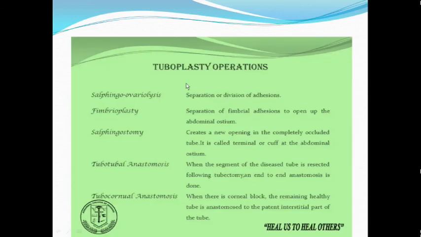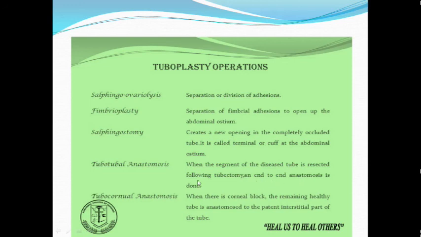The different tuboplasty operations are: salpingo-ovariolysis, separation and division of adhesions; fimbrioplasty, separation of fimbrial adhesions and opening of the ostium; salpingostomy, creating a new opening in a completely occluded tube, called a terminal or cuff at the abdominal ostium; and tubal anastomosis, when the segment of diseased tube is resected following tubectomies.